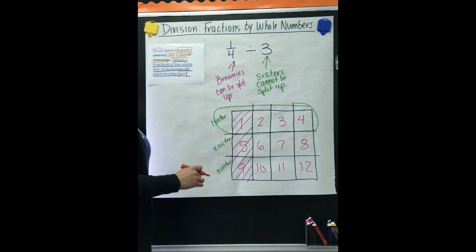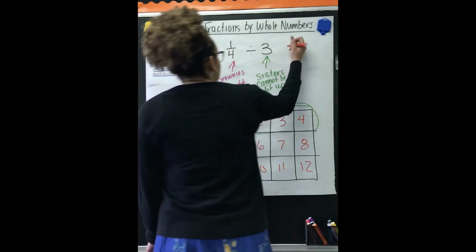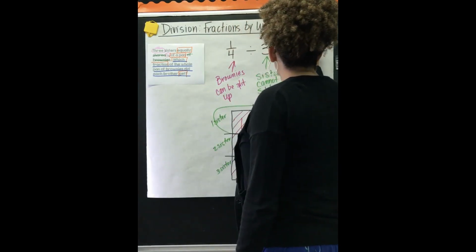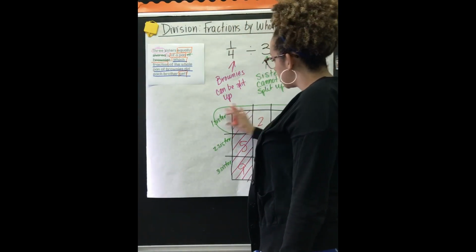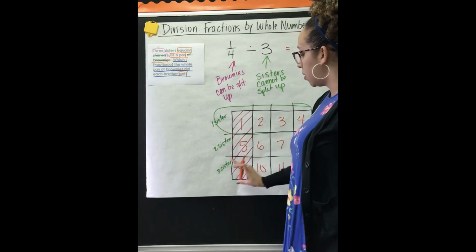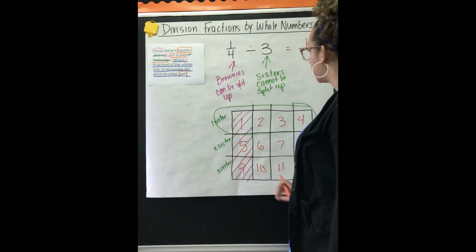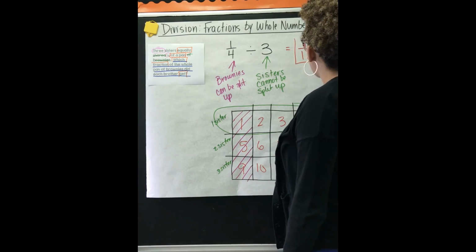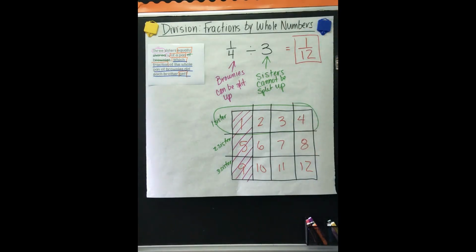So each sister is going to get 1/12. Isn't that correct? Sister 1 gets 1/12. Sister 2 gets 1/12. Sister 3 gets 1/12. So our answer is 1/12. Well, I want us to think. How are we doing this? How are we going from 1/4 being divided by 3 and getting 1/12?